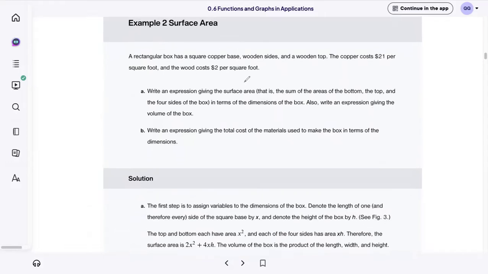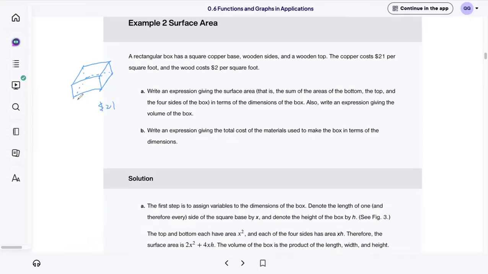Let's see the second one. A rectangular box. We also have width, length, and height. Right now it's 3-dimensional. It has a square copper base. The base is a square, which means this side and this side are equal. And a wooden top. The bottom made of copper costs $21.